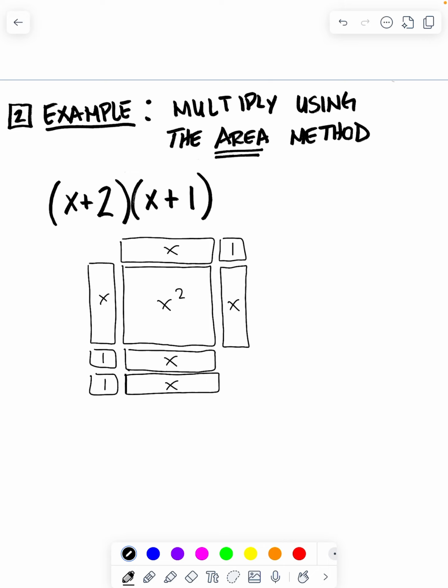So we have another x here, and then over here, up top we have the short length, so we get a 1, and then on the left we have another short length. So here we have a 1 by 1 square, so we get a 1, and then we have another one down here because there's 2 on the left. Fill in the space.